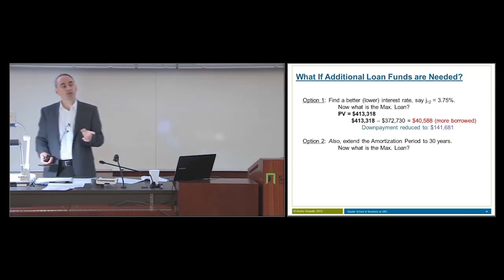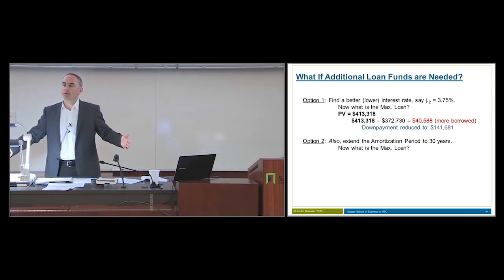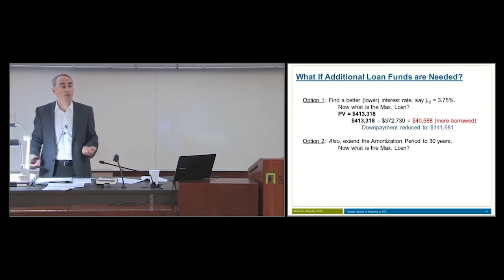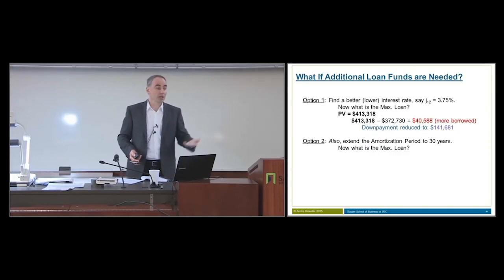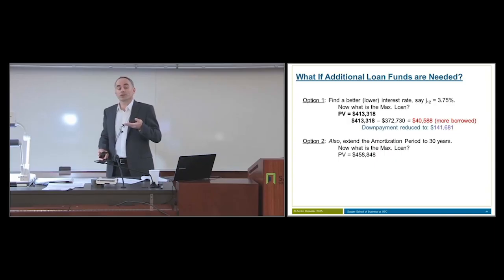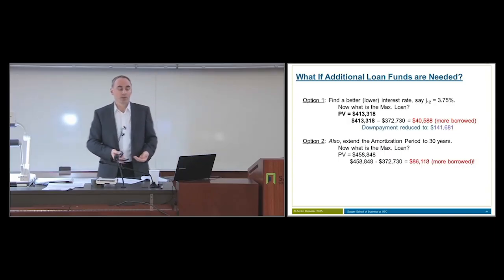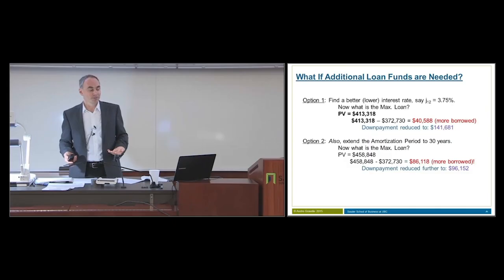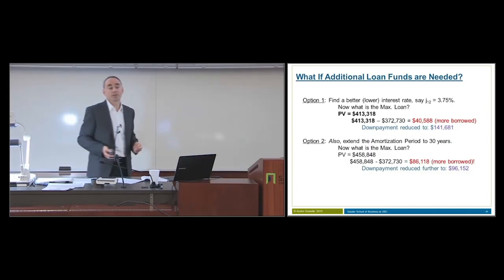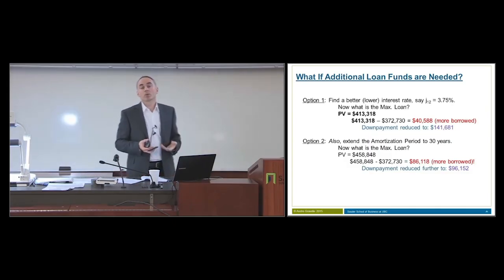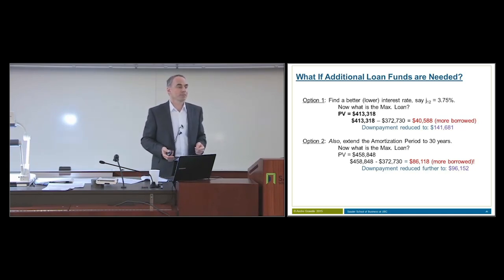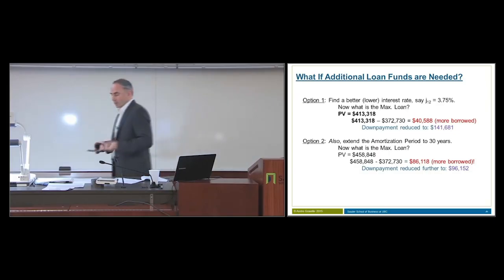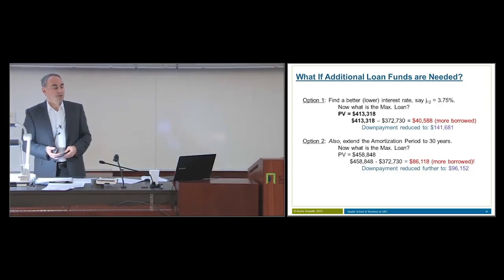So now let's look at the relationship between extending the amortization period and the present value, which is the amount we could borrow. Let's say we extended the amortization period to 30 years in addition to getting this lower interest rate. Now the maximum loan is $458,000. That means we can borrow $86,000 more, which means our down payment is reduced to about $96,000. So just by manipulating the mortgage terms a little bit, we can borrow lots more money. We only need $96,000 now. So an easy way to borrow more, be able to purchase a house.